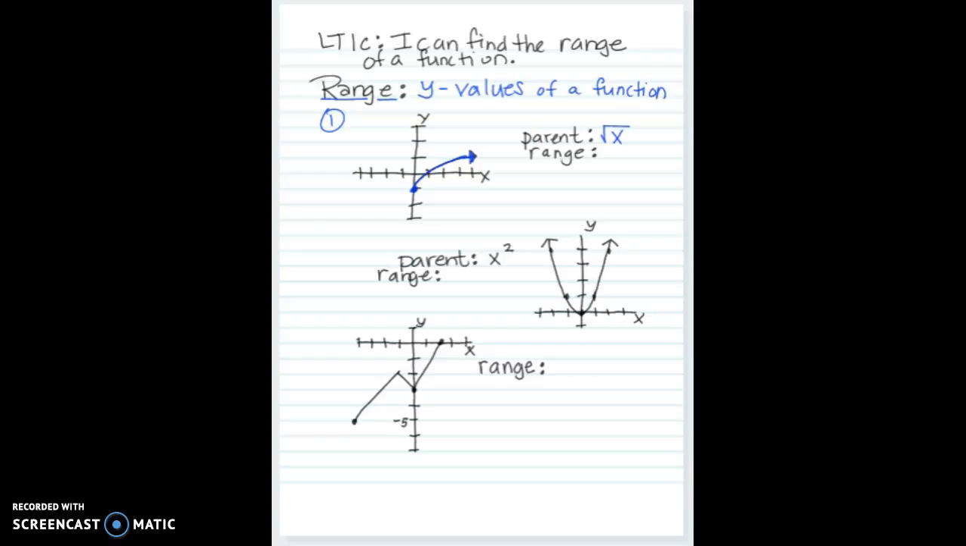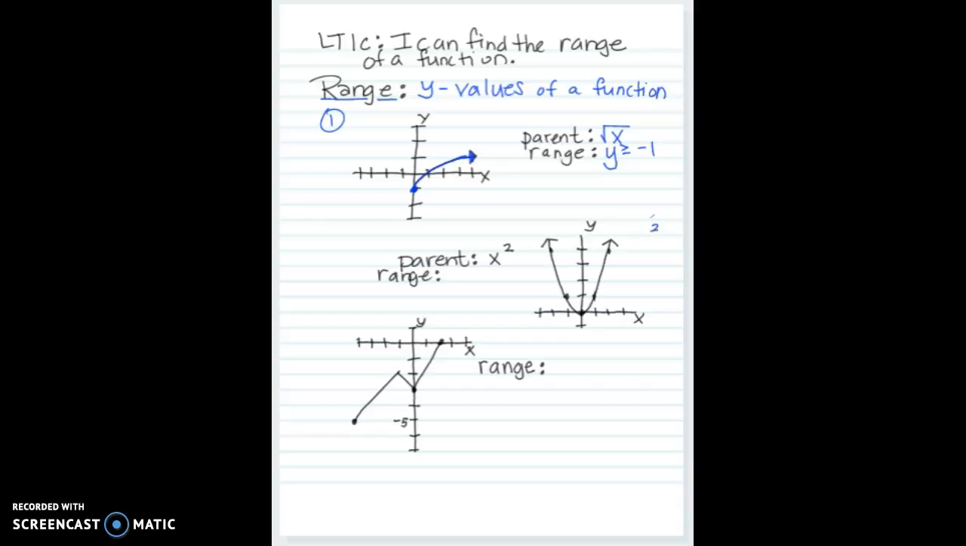So for this particular range, we do have a bottom, and the bottom is when y is equal to -1, and then y's are getting bigger from -1. So our range is y is greater than or equal to -1.